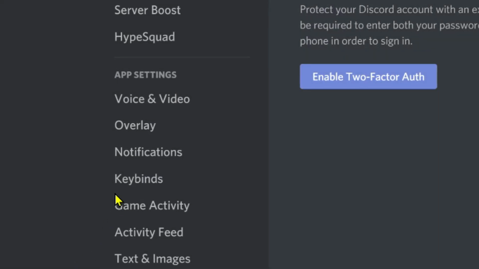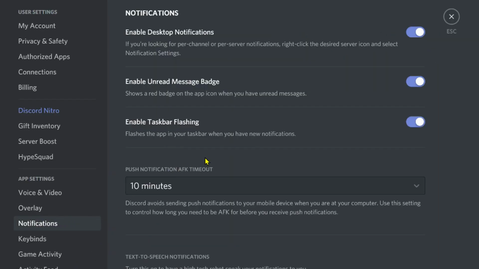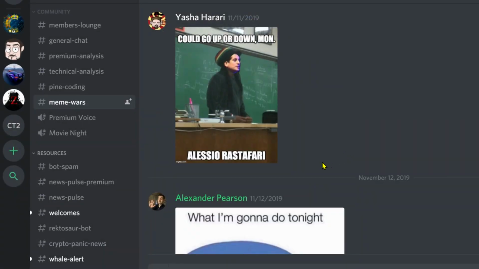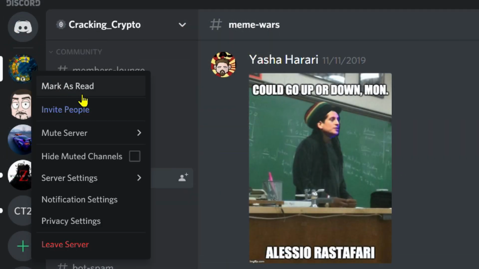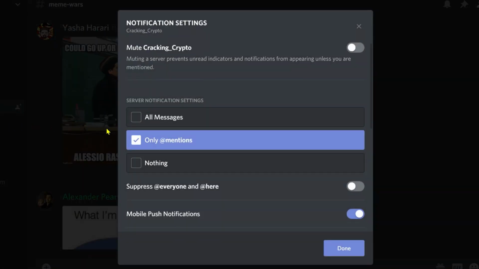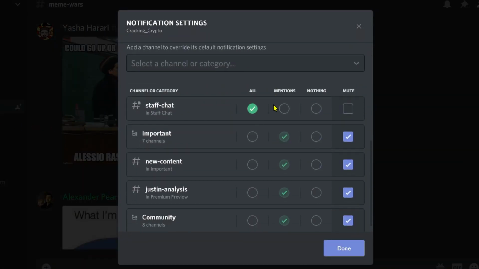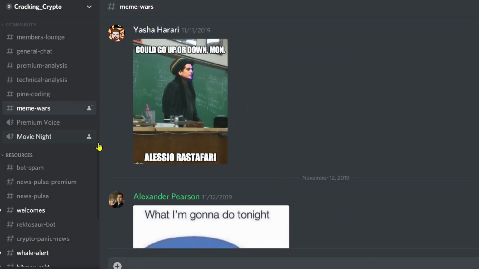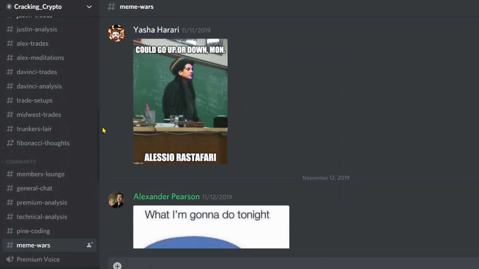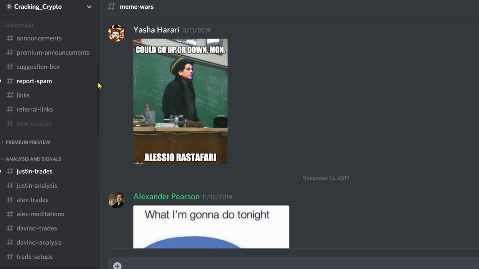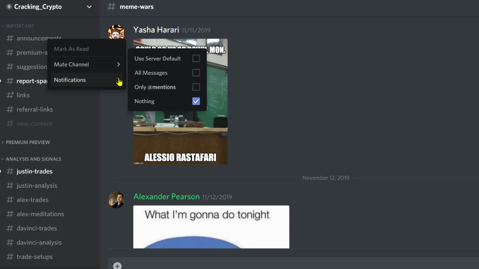By going to the user settings and then the notifications tab, you can customize the more general Discord notification settings. By right-clicking our server icon on the left side, you can also go to the server notification settings and toggle the master settings for notifications right here. Then finally, you can also tailor the notification settings to each channel. In fact, I'll show you one common example in order to mute all but the trade signals channels.